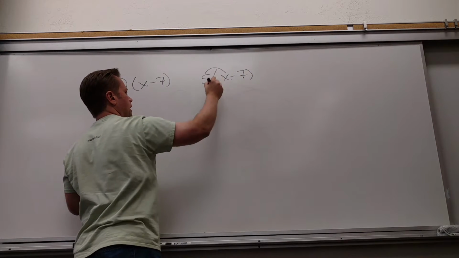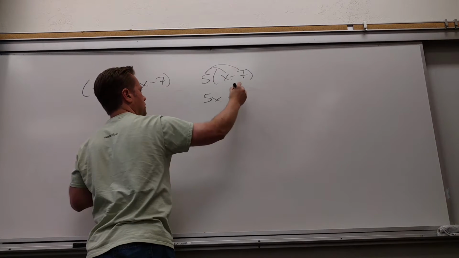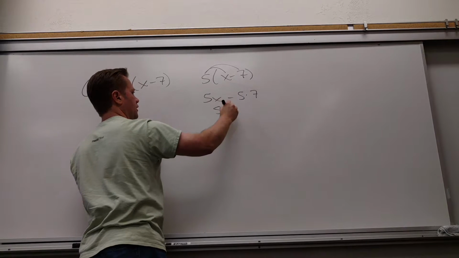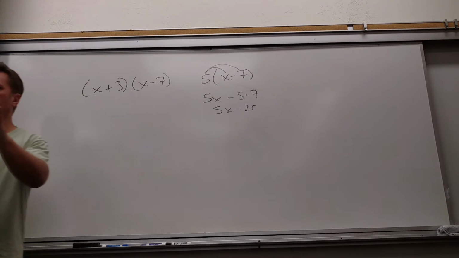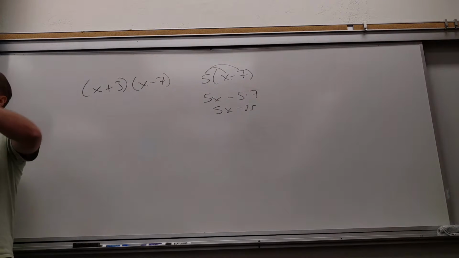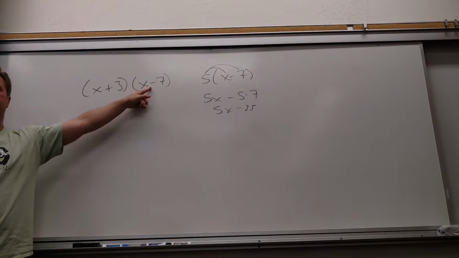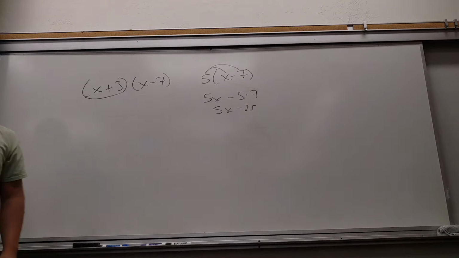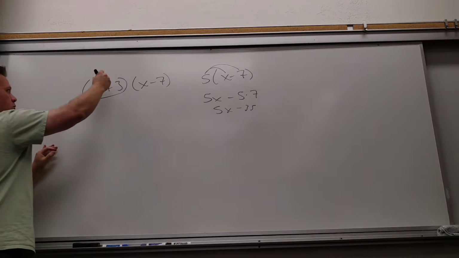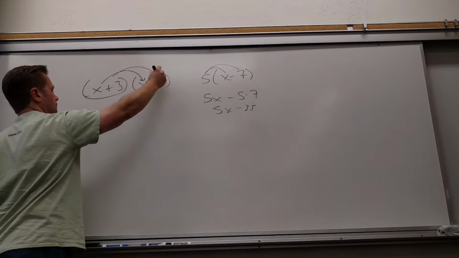Yeah. I do that times x, and then that times 7, right? So I get 5x minus 35. That's easy. That's the distributive property. Does anybody realize that's exactly what this is? What's in front of the x minus 7? 1. x plus 3. So what am I going to do with the x plus 3? I'm going to distribute it.